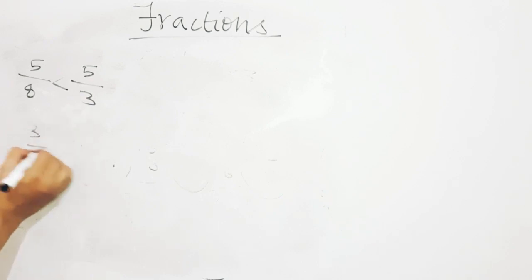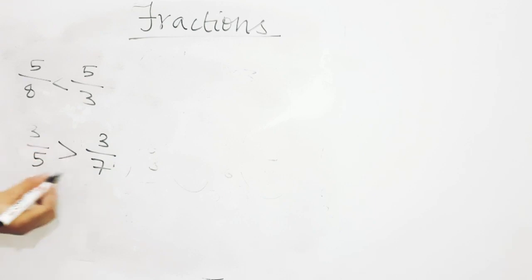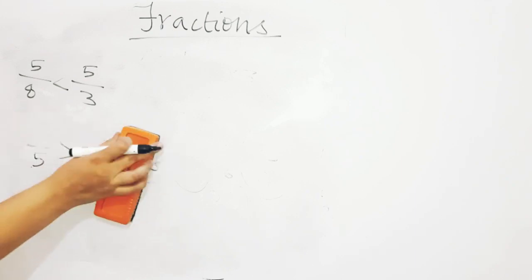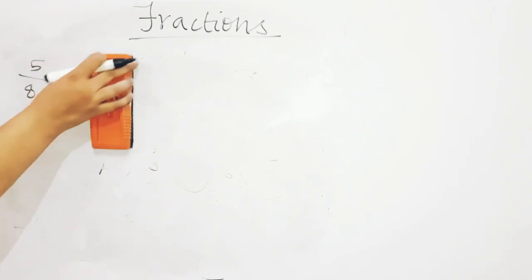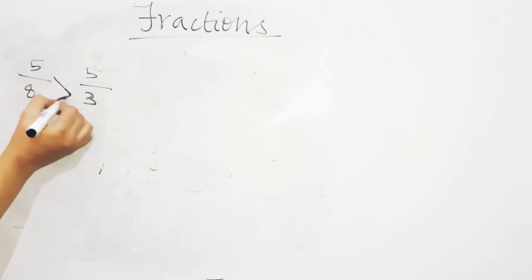Taking one more example, obviously 3/5 बड़ा होगा because 5 is the smallest denominator. So the fraction with the smallest denominator is the greatest. Now the next method which you can follow to compare the fractions is cross multiplication. आप cross multiplication से भी compare कर सकते हैं.